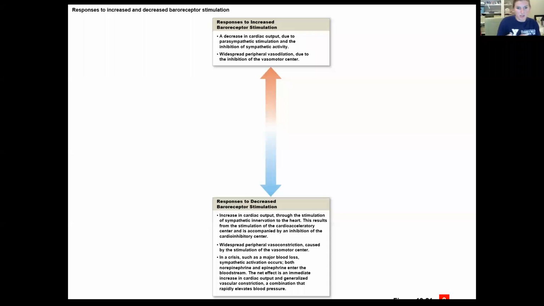And that's pretty much what all of these slides are going to say. Baroreceptors, increased stimulation is going to cause a decrease in cardiac output, vasodilation, inhibition of the vasomotor center. Decreased baroreceptor stimulation is going to increase cardiac output, widespread vasoconstriction, and sympathetic activation.